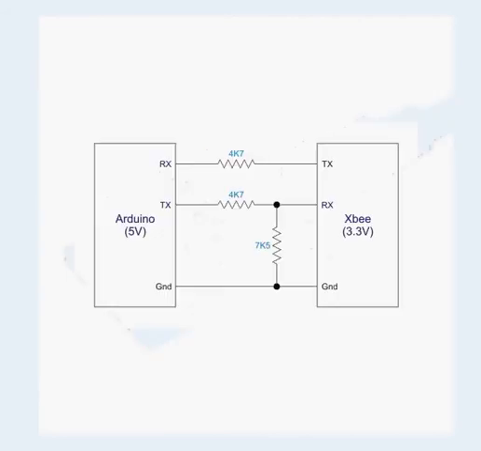So now you ask, how do we connect them? It's super easy. We connect the serial TX, which is the transfer pin of the Arduino, to the receiver pin of the Xbee. And we connect the receiver pin of the Arduino to the transfer pin of the Xbee. As easy as that. And don't forget to power the Xbee with 3.3 volts and the ground.